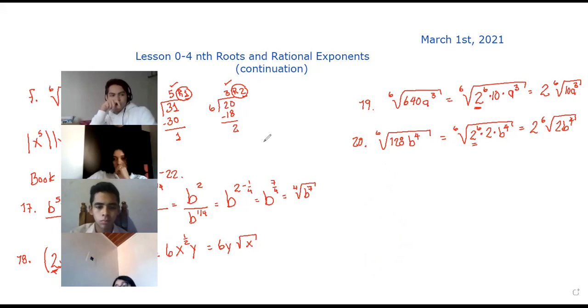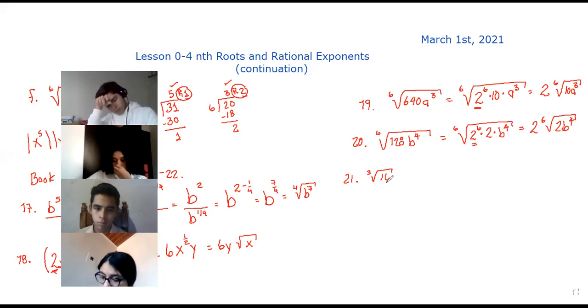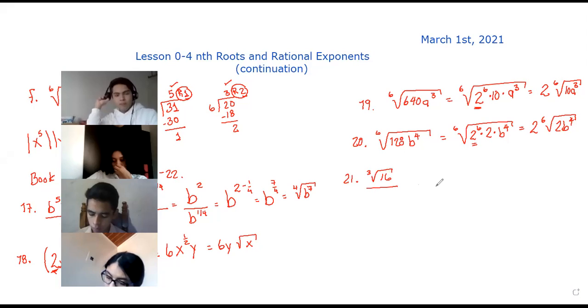Now, number 21. And I think this will be the last one because we don't have much time. You have the cubic root of 16 over the 5th root, right? Is that a 5? That I don't see. Miss, yes, it is a 5.